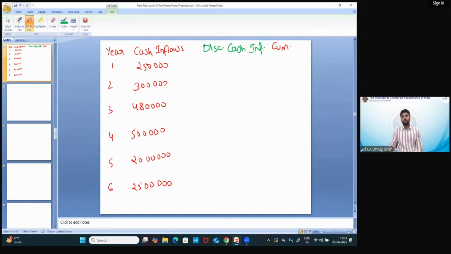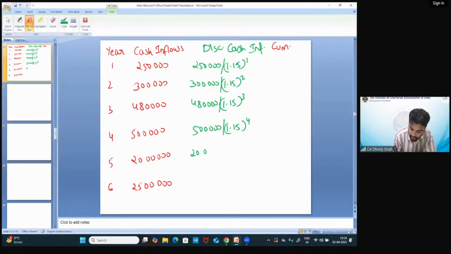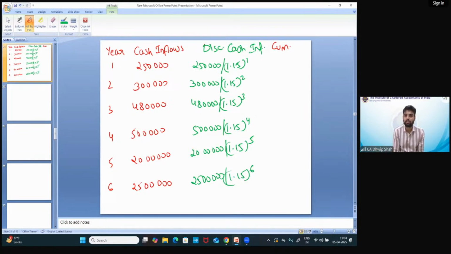Are you getting this? So discounted cash inflow for year 1 would be 2,50,000 divided by 1.15 raised to 1. For year 2, it would be 3 lakh divided by 1.15 raised to 2. For year 3, 4 lakh 80 divided by 1.15 raised to 3. 5 lakh divided by 1.15 raised to 4. 20 lakh divided by 1.15 raised to 5. 25 lakh divided by 1.15 raised to 6. This is how you find discounted cash inflows.